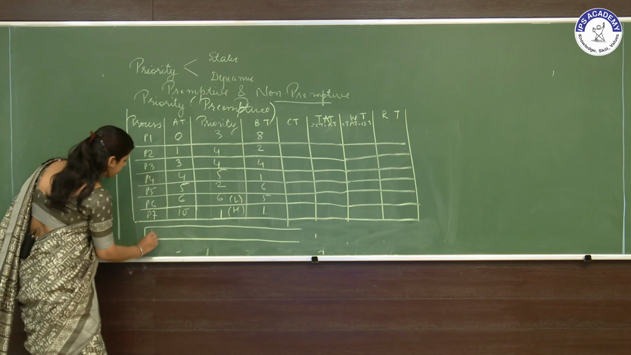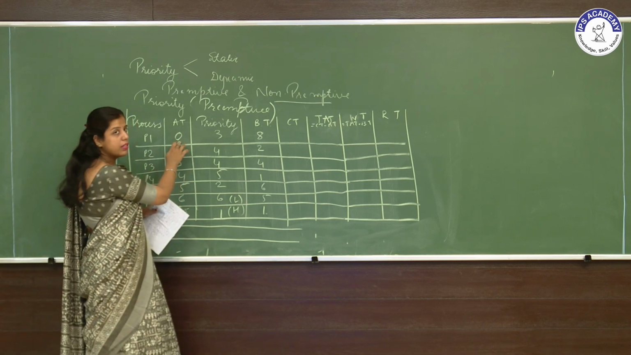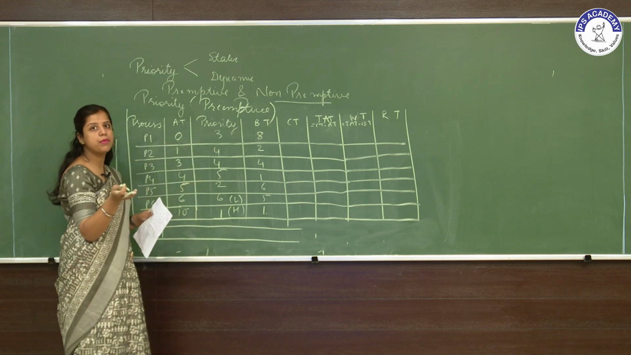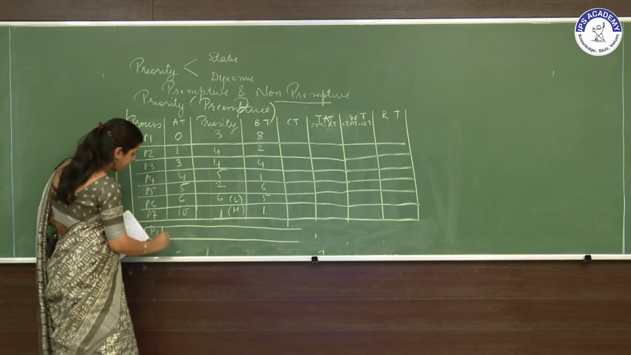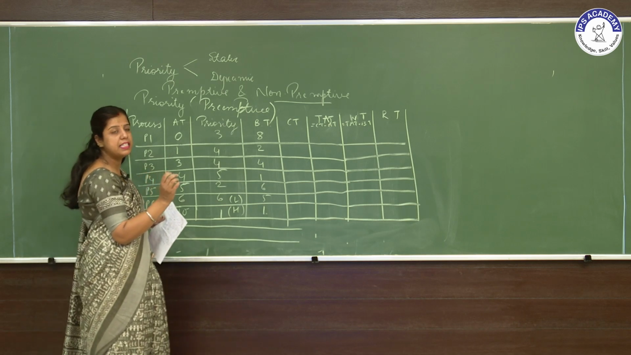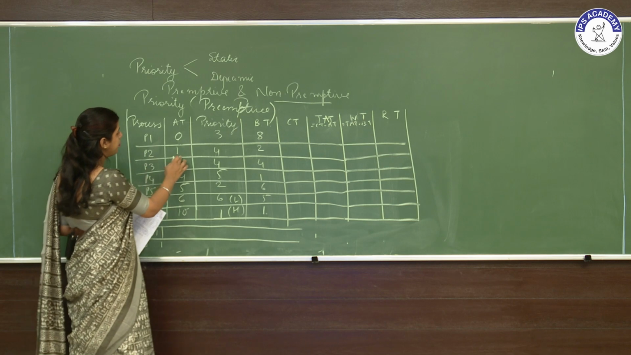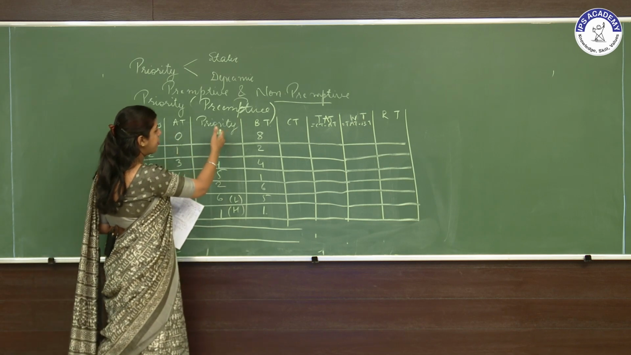Here P1 comes at 0 unit of time. For how much time will P1 be allocated to CPU? Until the next process comes, for 1 unit of time, since P2 comes at 1. At 1, which process has come into the ready queue? P2 comes. But compare P1 and P2, P1 has higher priority than P2.